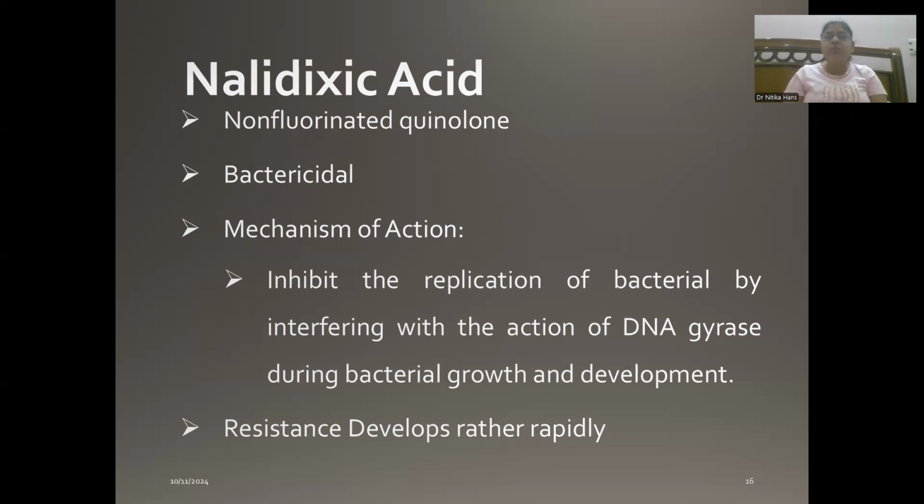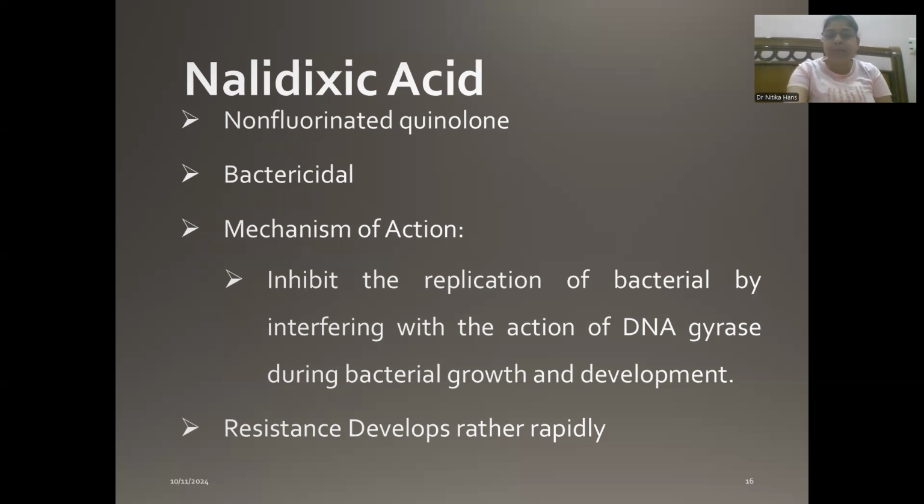Nalidixic acid is a non-fluorinated quinolone, bactericidal. Its mechanism of action is that it inhibits the replication of the bacteria by interfering with the action of DNA gyrase. This means bacterial DNA replication doesn't take place because it inhibits the topoisomerase enzyme, which causes the uncoiling of the DNA for its replication. So DNA synthesis will not occur, and that will lead to bacterial cell death.